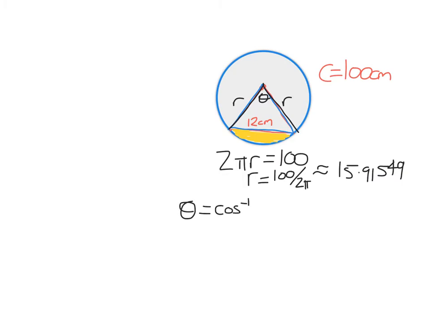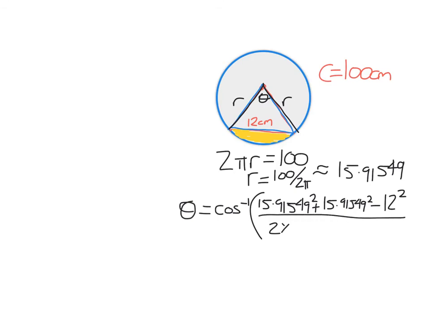So theta will be the cos inverse of r squared plus r squared minus 12 squared. Remember, when using the cosine rule for angles, the one that you subtract is the side opposite the angle you're trying to find, and it's also the one that doesn't appear on the bottom. So it'll just be 2 times r times r. There's no 12 appearing on the bottom because it's the side opposite the one we want to find. So all I need to do now is put that on my calculator.